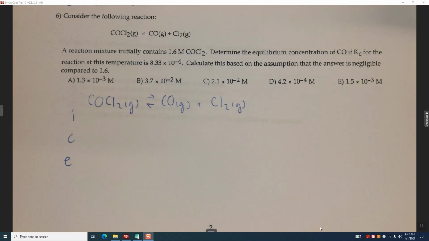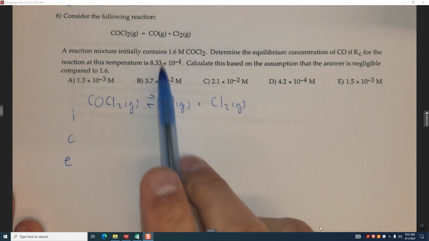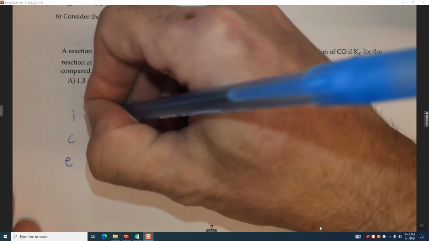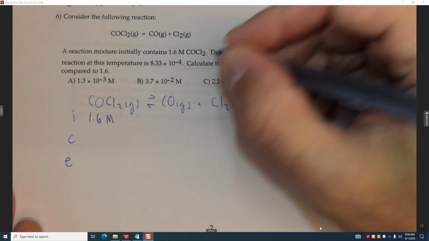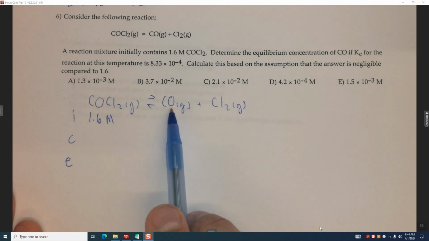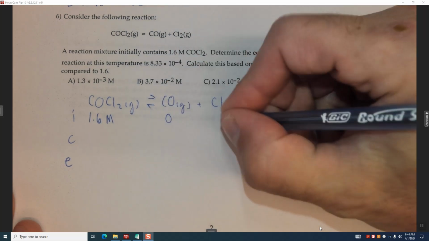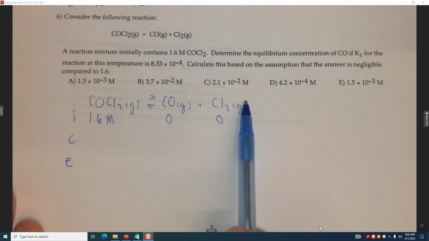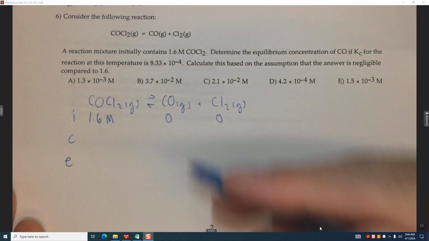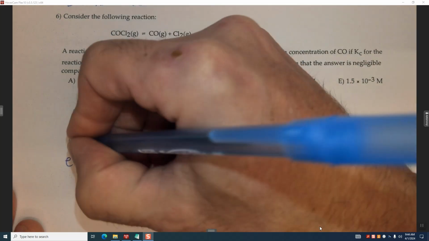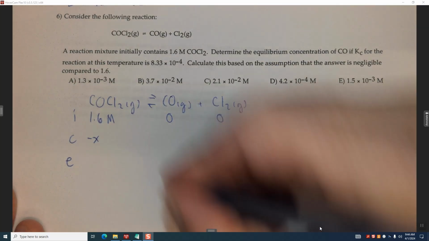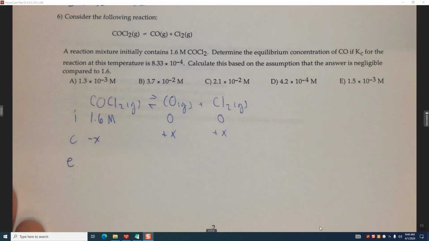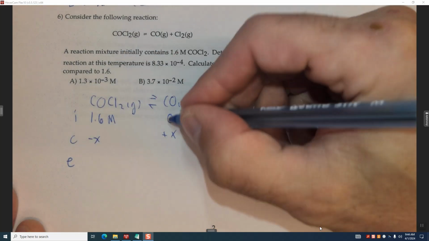Let's plug in what we know. Well, we know that the initial concentration of the COCl2 is 1.6 molar. We can also assume that the initial concentrations of these things are 0, because we start with initially just this, and then it reaches equilibrium, so it makes some of this and some of this. We want to know what's the change. Well, this is all 1 to 1, which is helpful. So we're going to subtract x amount of this, we're going to gain x amount of this, and gain x amount of that. When we have equilibrium, we're simply just going to do the math.